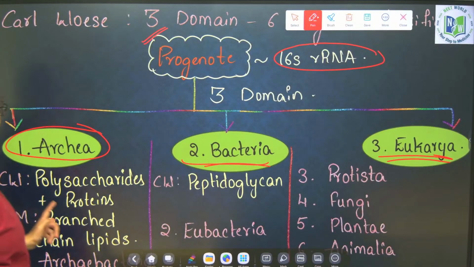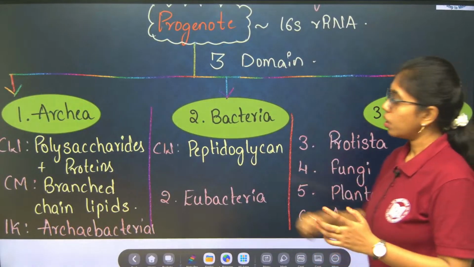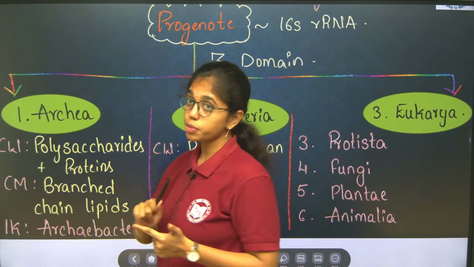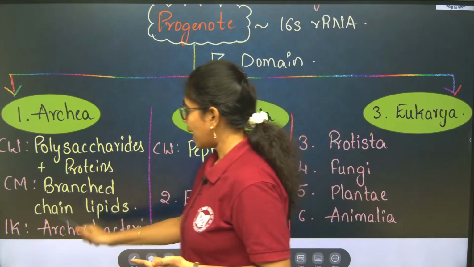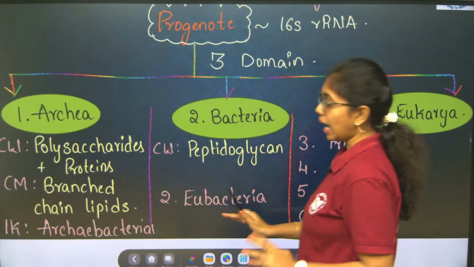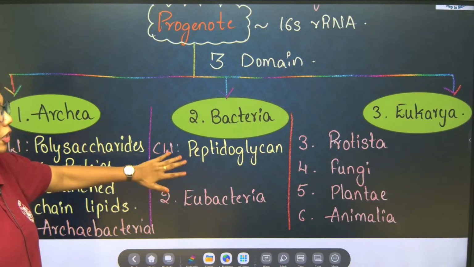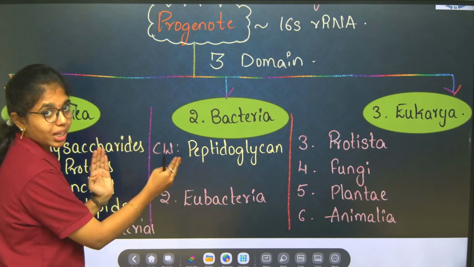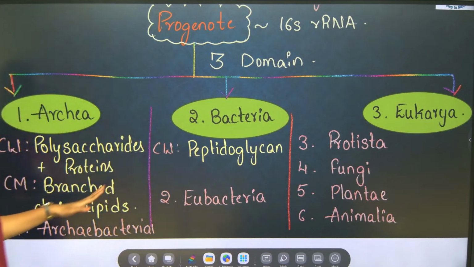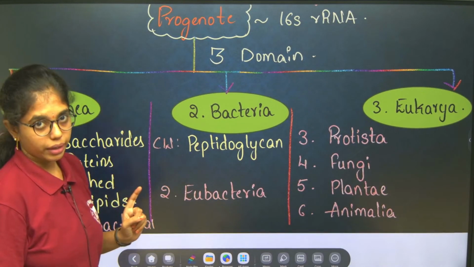In Archaea, the cell wall is made up of polysaccharides and proteins, and the cell membrane has branched chain lipids. Under the Archaea domain we have only one kingdom, that is Archaebacteria. Second is Bacteria, whose cell wall is made up of peptidoglycan. So the cell wall distinguishes between the prokaryotic organisms into the Archaea domain and the Bacteria domain. Remember that. Under the Bacteria domain you have only one kingdom, that is Eubacteria.